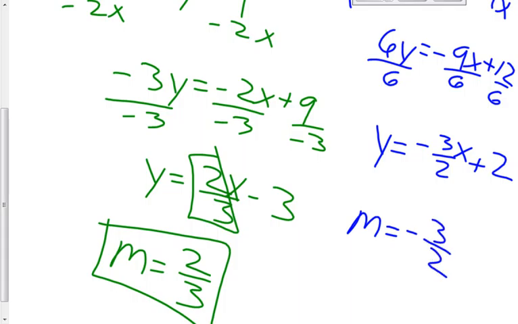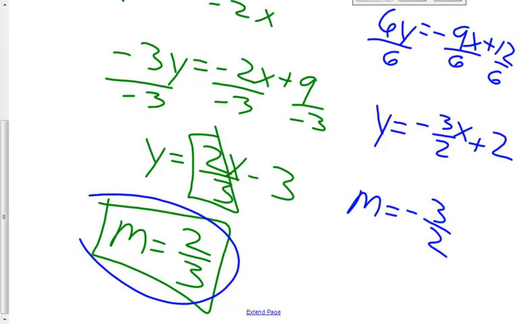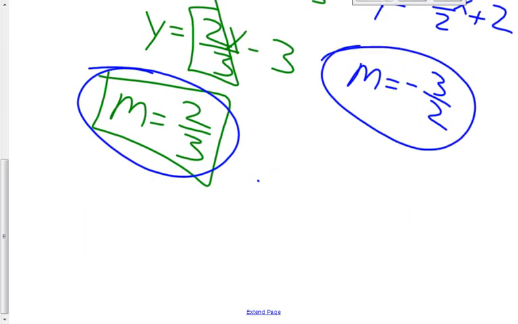If my slope of my first line is 2/3, and my slope of my second one is a negative 3/2, what is the relationship between these two? Those slopes are negative reciprocals. So we say they are perpendicular. And there is the last video on 2.2 and 2.4.